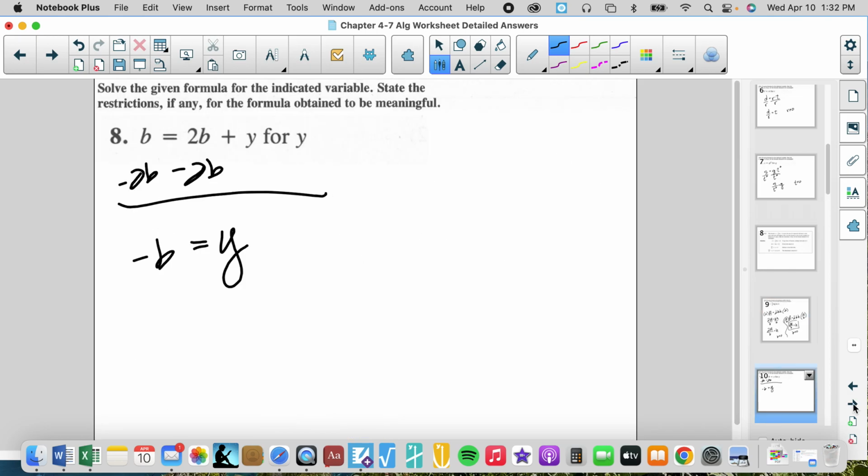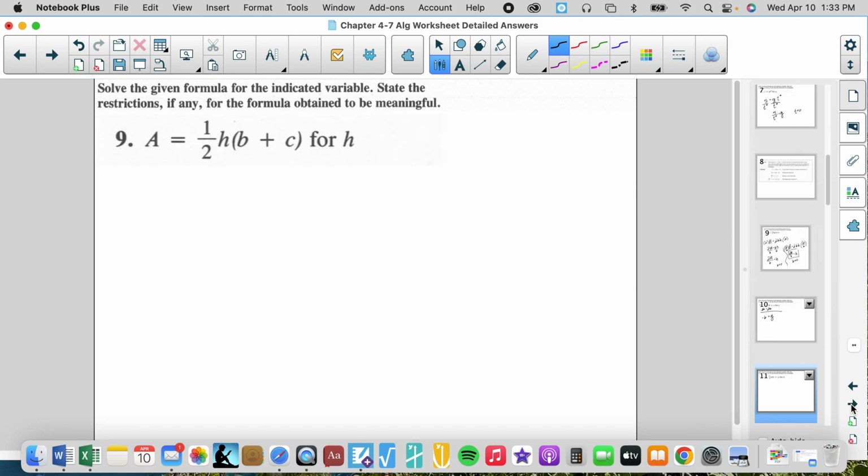I love how I get to the next problem and continue to remind myself. There are no restrictions here. You get the opposite of b equals y. You can combine like terms.